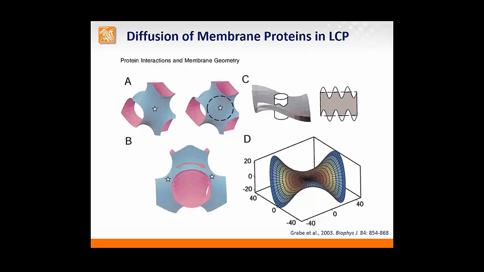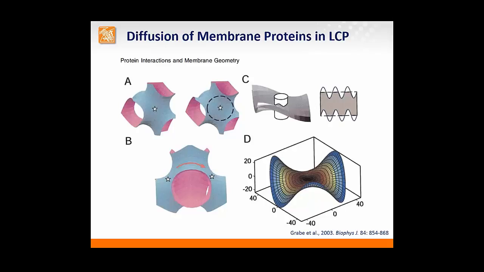In order to move from one monkey saddle point to another, they need to pass through a region with the highest absolute curvature, such as that shown in panel B. So at that point, the free energy is the highest. Depending on the size of the protein and the curvature of the lipidic cubic phase, the barrier could be sufficiently large to substantially limit or even completely halt diffusion of membrane proteins.